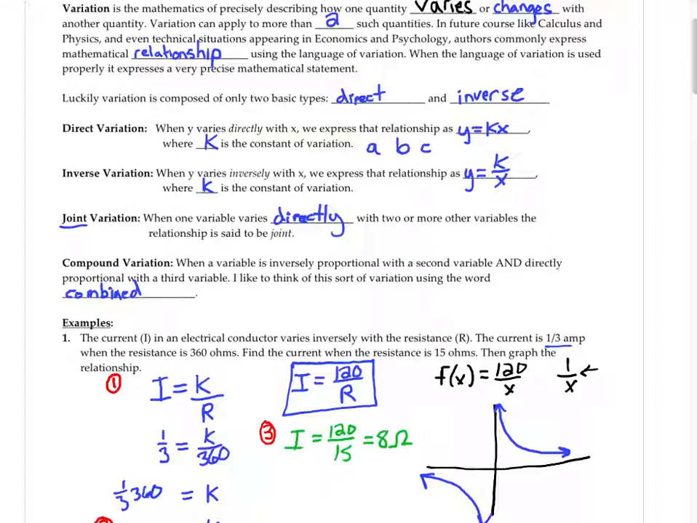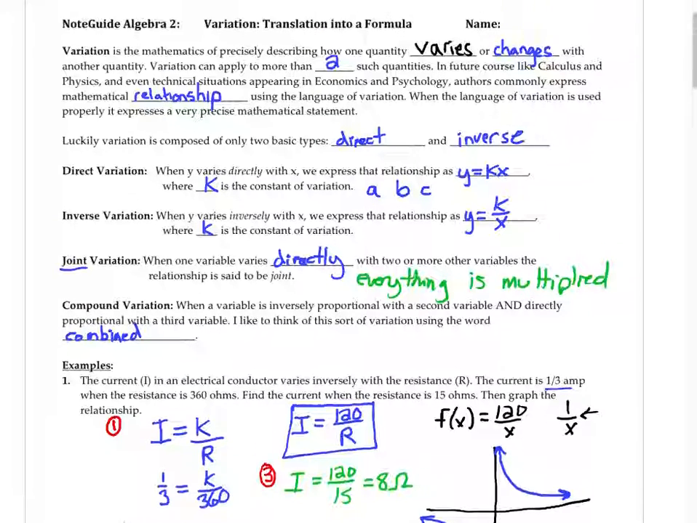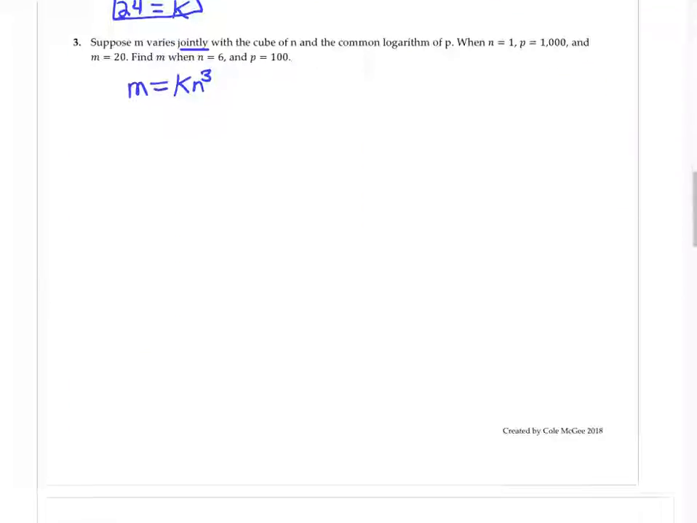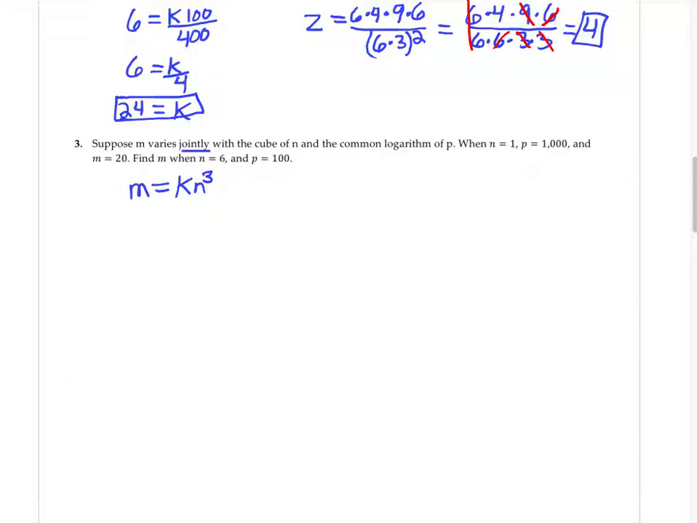When we wrote joint up here, it might be a good idea to stick a little personal note in here and say everything is multiplied. So that's a personal note that makes more sense to me for joint, but you can put what you like. Okay, so jointly with the cube of n, and we have to have one more thing. The common logarithm of p. So think back, what is the common log? What base is that? I think that is base 10. So we'll just write it as base 10.